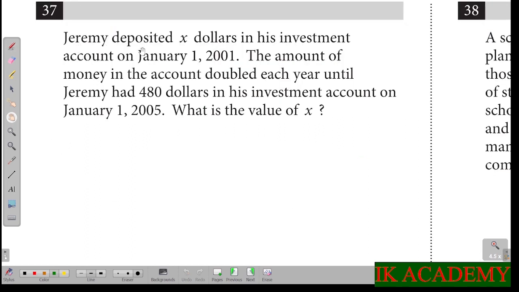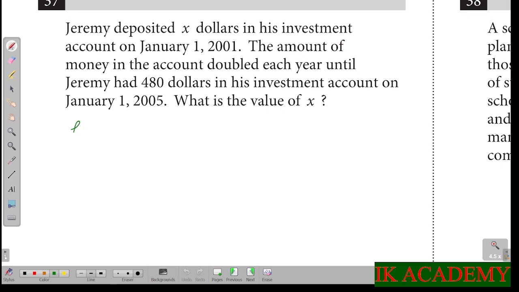So the question is, Jeremy deposited X dollars in his investment account on January 1st, 2001. The amount of the money in the account doubled each year until Jeremy had $480 in this investment account on January 1st, 2005. What is the value of X? Let the amount be X, and the number of years is equal to 4, because from January 2001 to January 2005 it takes 4 years.